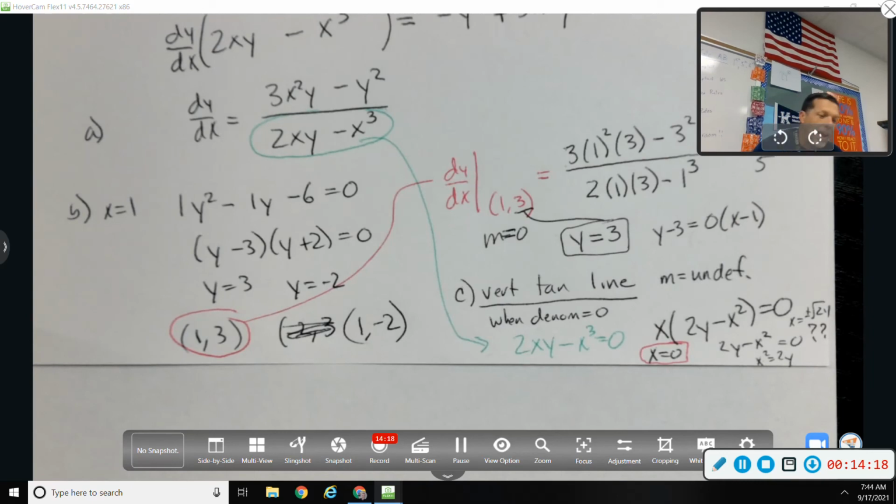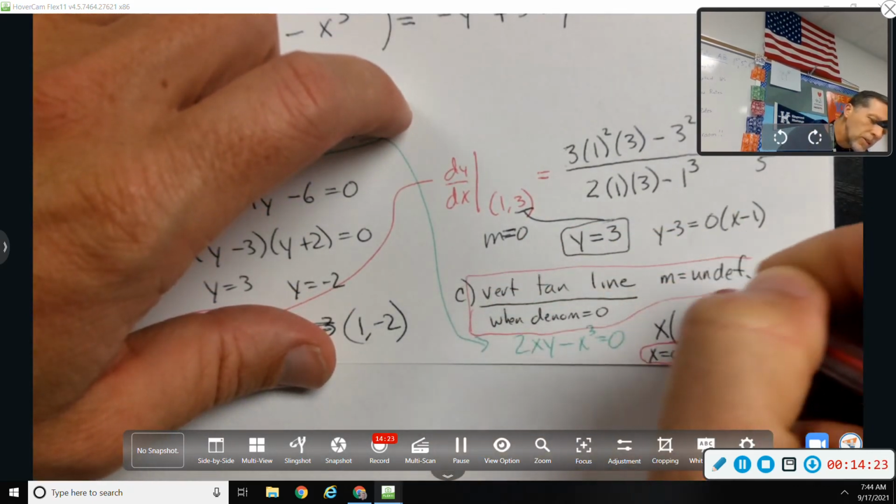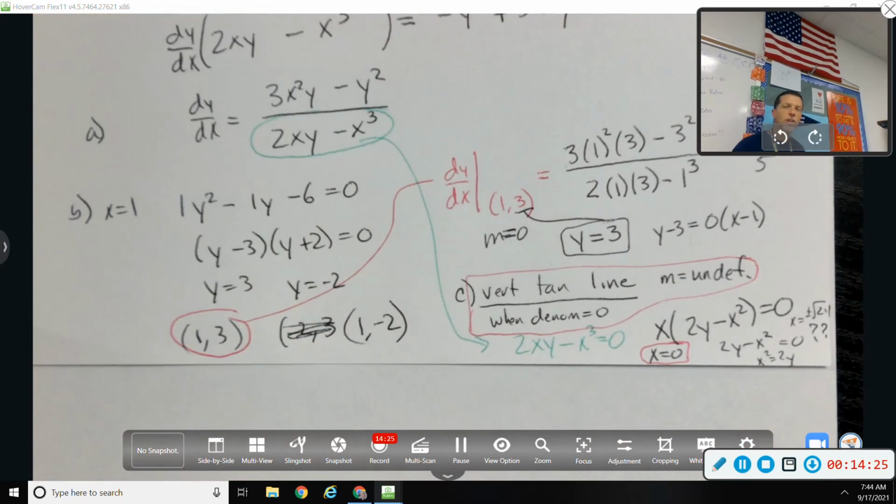What I am glad you asked, after looking at the test yesterday, is this part of this problem. Finding a vertical tangent line. Vertical tangent line, slope undefined. That happens when the denominator is 0. That you definitely need to know.